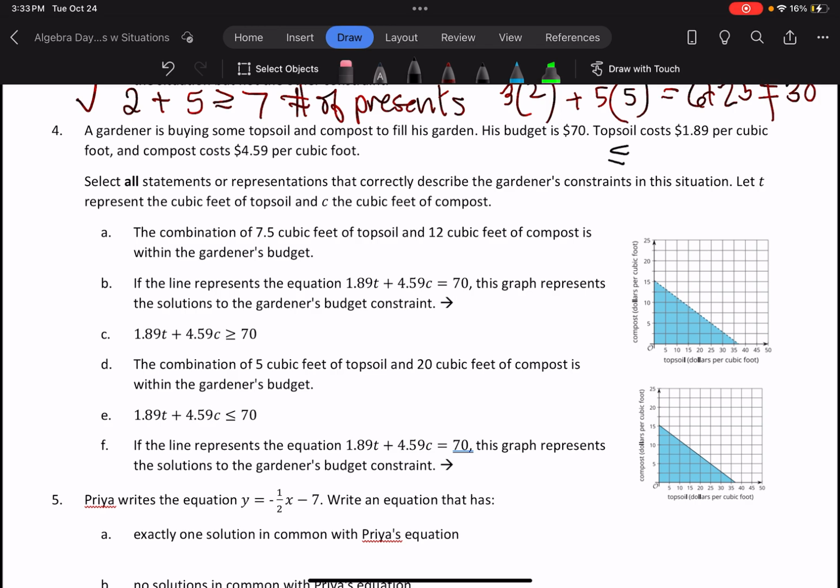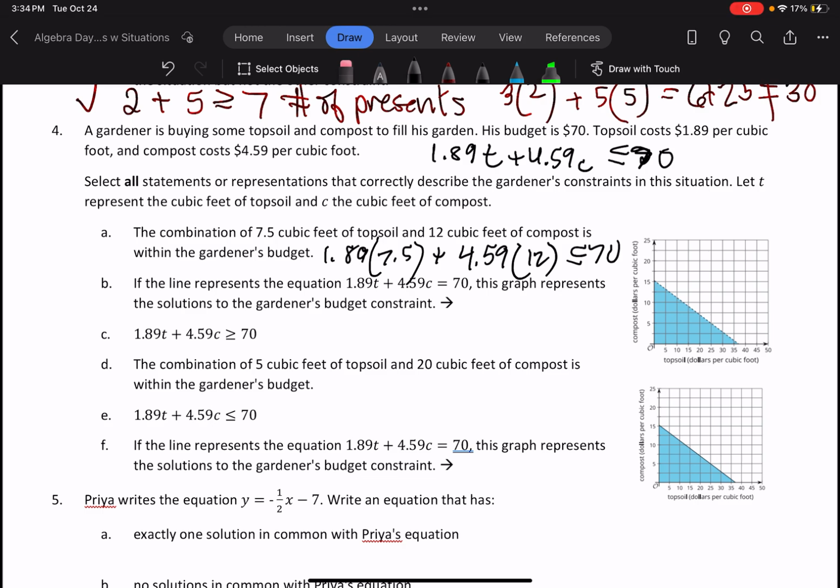Budget is 70, so less than or equal to 70. And we have 1.89 times T plus 4.59 times C for compost. So if I plug in 1.89 times 7.5 plus 4.59 times 12, you want to see is that less than or equal to 70. So I'm going to let you compute and decide if that one works or not. So you have to decide yes or no.